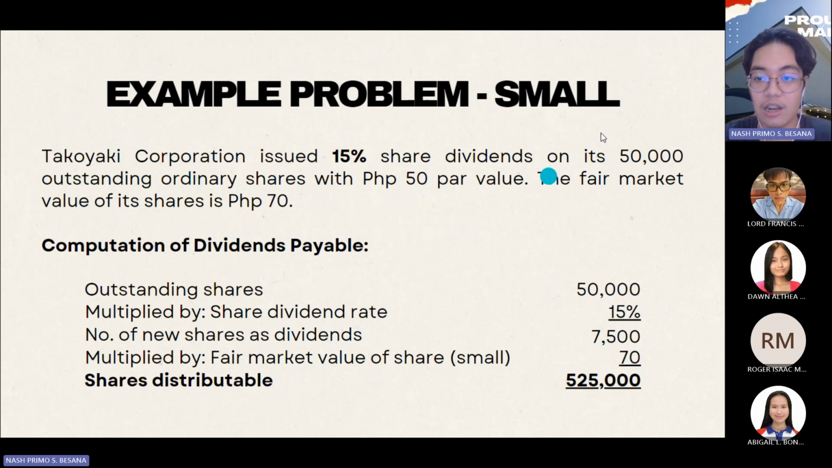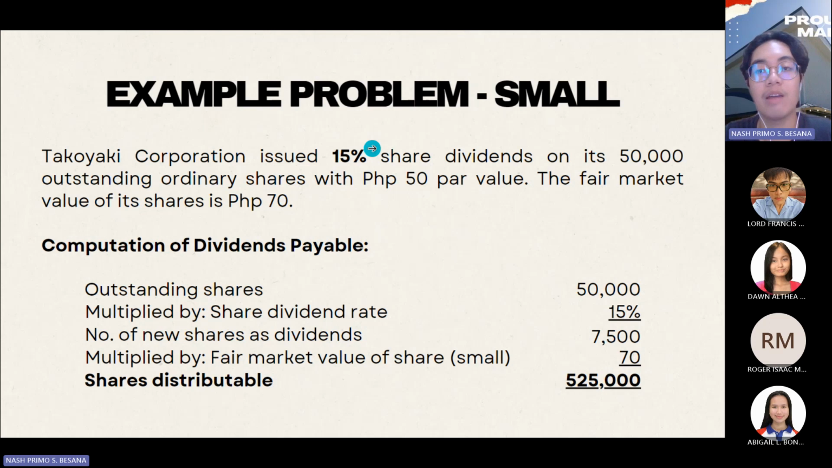So outstanding shares na 50,000 multiplied by the share dividend rate, 15%. So wala pang issue doon, whether small or large, palagi lang siyang ganon. Outstanding times 15%. So, ayun, 50,000 times 15%, 7,500 yung bagong shares na may issue out. Multiplied by, dito na magtatalo kung small or large.